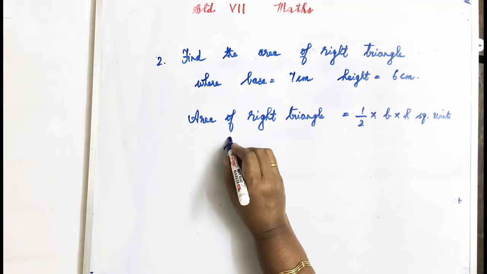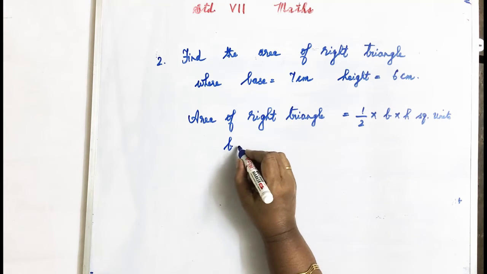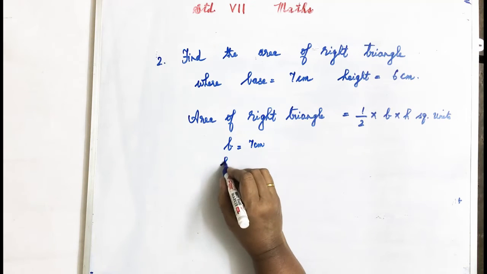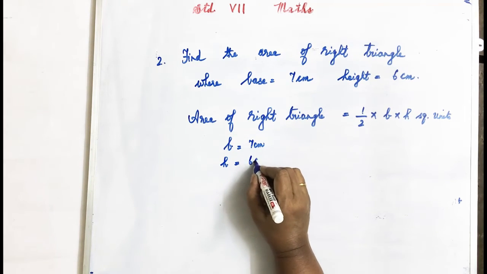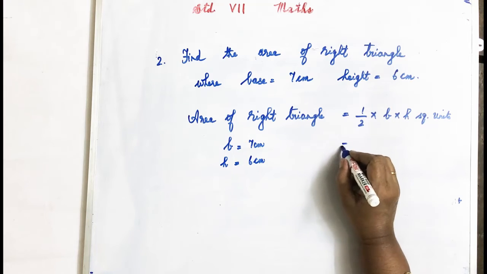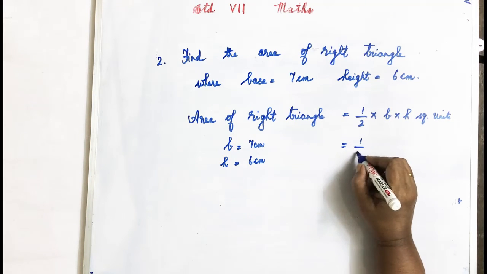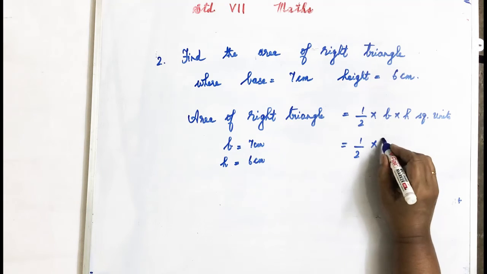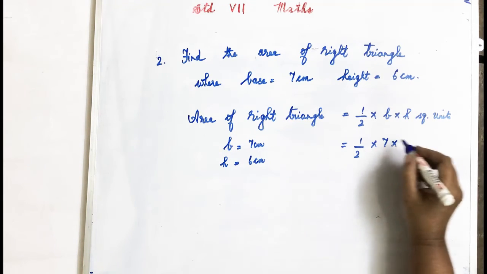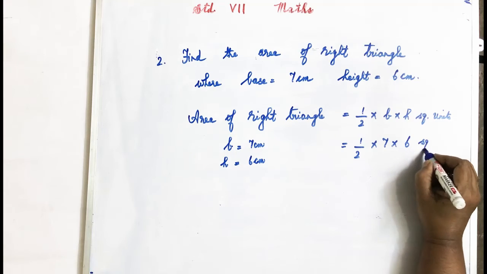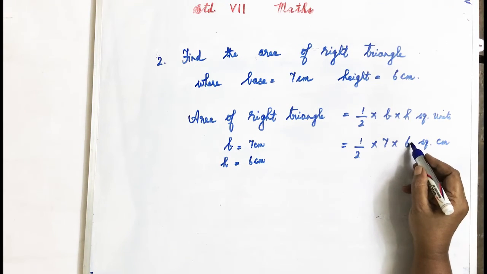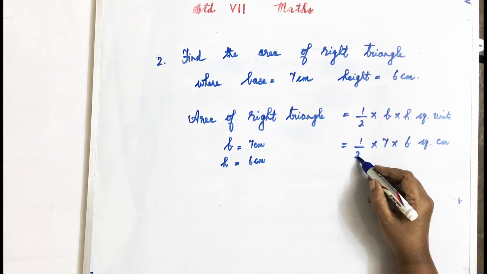Now what is the base given here? Base is B we have written. So B is 7 centimeter and height, that is H, 6 centimeter. Now we have to substitute in the formula. Half should be written as it is. Instead of B we write 7, and instead of height we write 6. Square unit is centimeter.